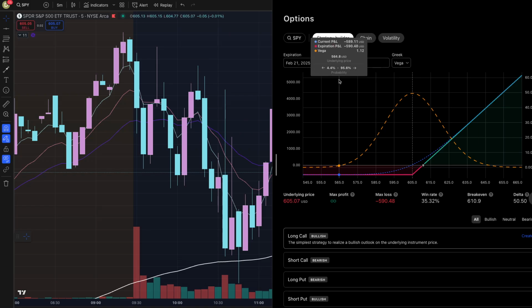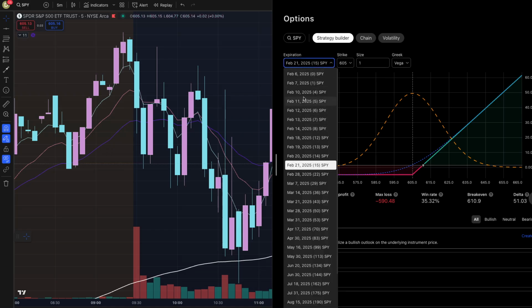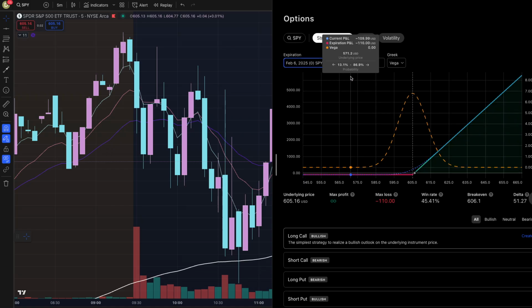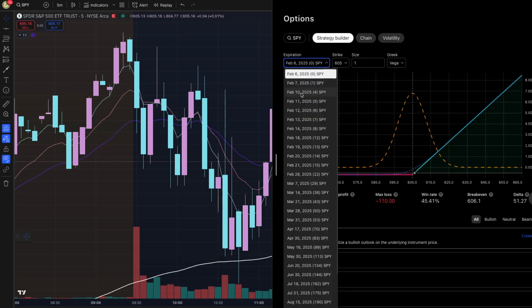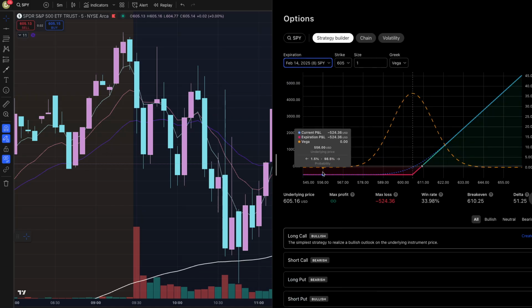Okay. And then on this side of things, we can see different things. So in this situation, we're looking at expiration February 21st. So that's going to be a Friday expiry. And you can see that you could pick any expiration you want for what you're trying to build with that strategy. So if you wanted to be looking at a strategy of 0 days, you're looking at this. And then if you wanted to look at a strategy a couple of weeks out to give you a bit more time, you're looking at this.